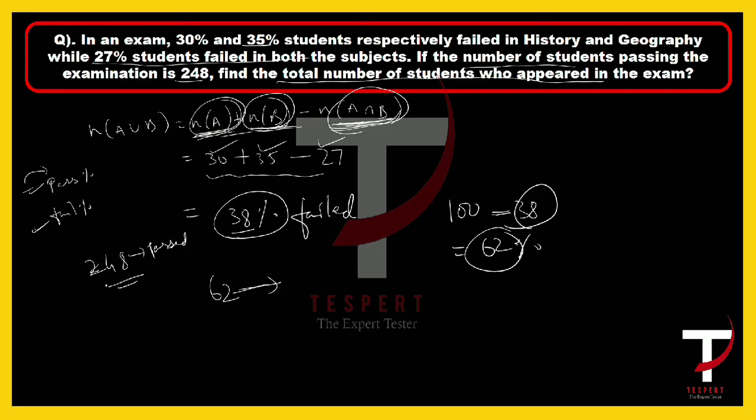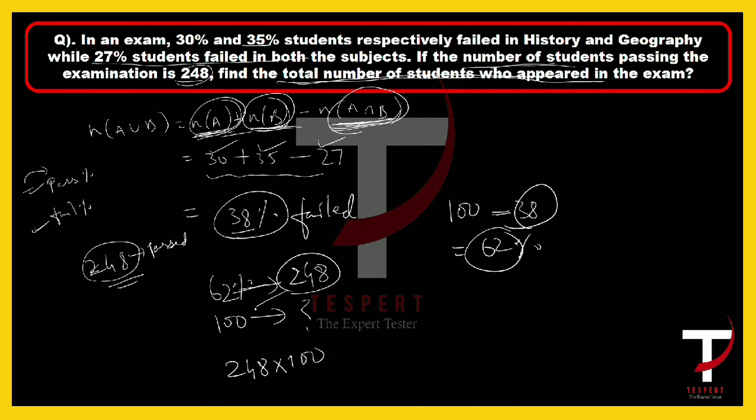Here this is a percentage, and we are expressing this in numbers. It is given that the number of students who passed the exam is 248. So 62% is equal to 248. Then how much is 100%? 100% means the total number of students who appeared in the exam. So 100% is 248 into 100, just cross multiply by 100 over 62, which is equal to 400. So 400 is the total number of students who appeared for the exam.